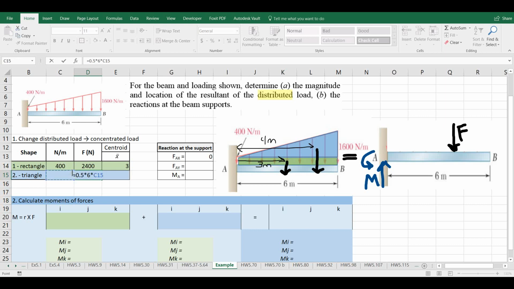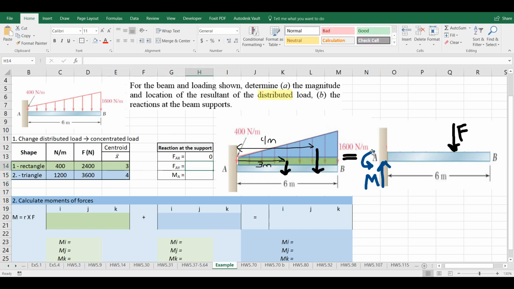so equals 0.5 times the base is 6 meters and times the height is this 1200. And the position on the triangle that this load is going to act, it's just like the centroid. It's 1/3 from the base or 2/3 from the end. So 2/3 of 6, that's going to be 4 meters.